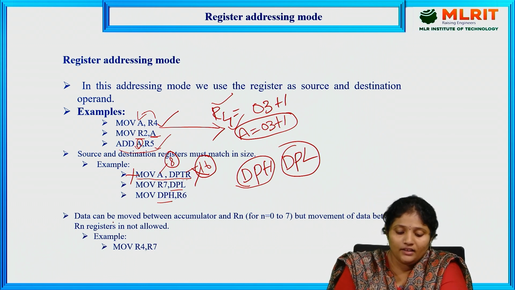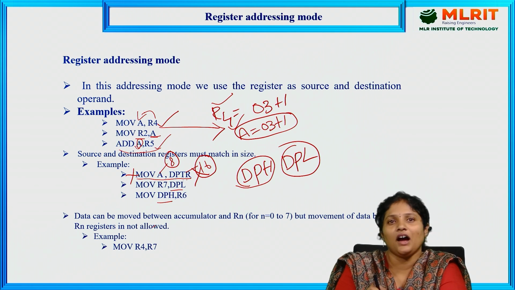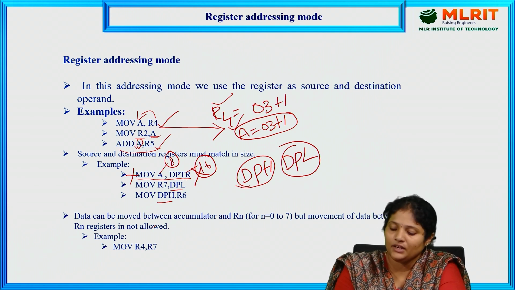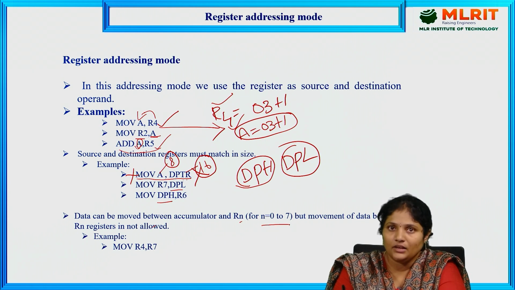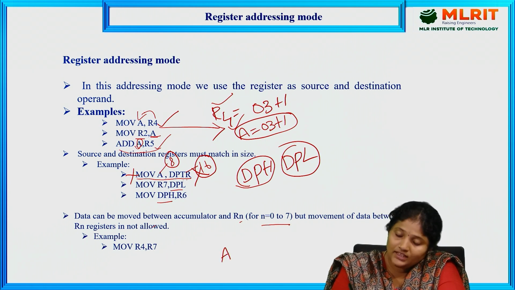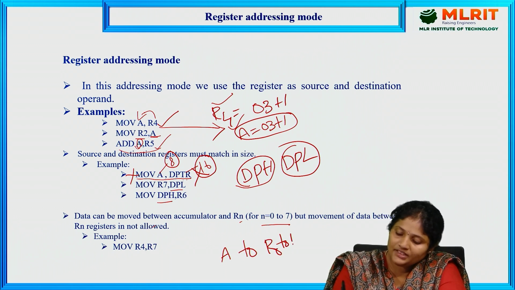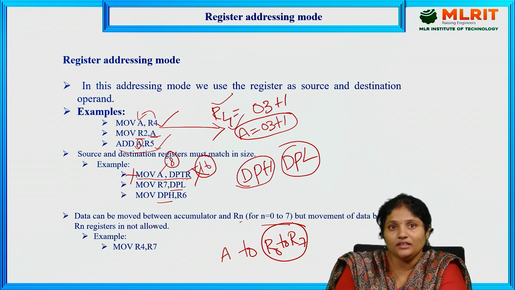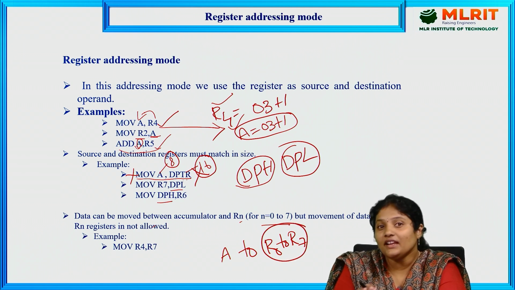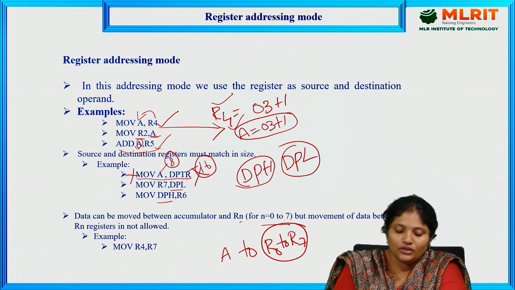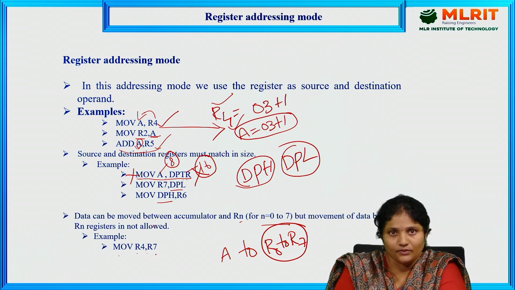Right. Coming to the next one, the data in this addressing mode can be moved between the accumulator and Rn registers. Rn means n equals 0 to 7. That means you can transfer or manipulate the data in a register with any other register from R0 to R7. But you shouldn't use two Rn registers in one instruction. So here MOV R4, R7. These are internal registers.